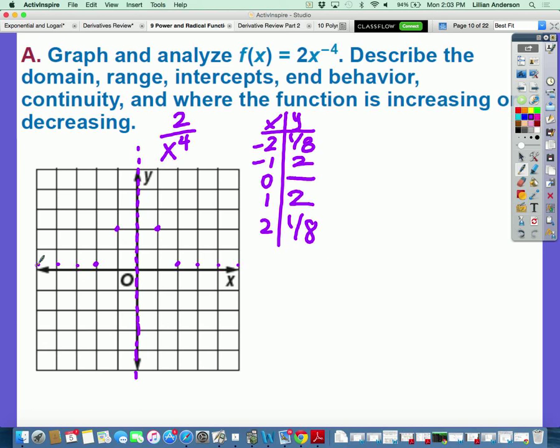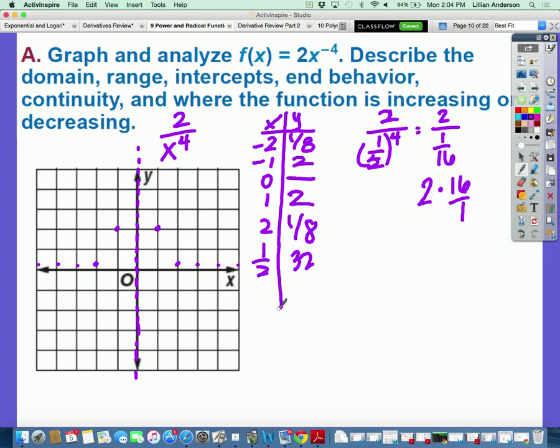Well, let's see. Let's plug in 1/2. So that's 2 over 1/2 to the 4th power. What's 1/2 to the 4th power? 1 over 16. How do I simplify this? Keep change flip. 32. So the smaller that x gets, the closer to the y-axis you get, the bigger my y's get.